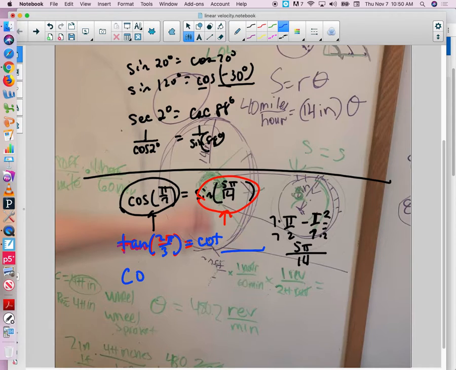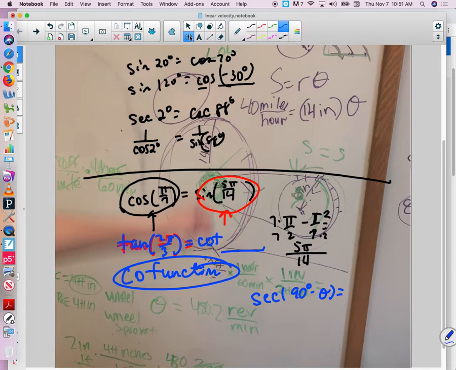So co-functions, to wrap that up, they could now land on your memo page, but you wouldn't have to work it out. Memo page is about quickness. If I say secant of 90 minus theta, that would equal the cosecant of theta. Does that make sense? Yes. Okay, because these have to add up to 90 degrees. All right, if I say pi over 2 minus theta, it's still the same thing. I'm just in radians.